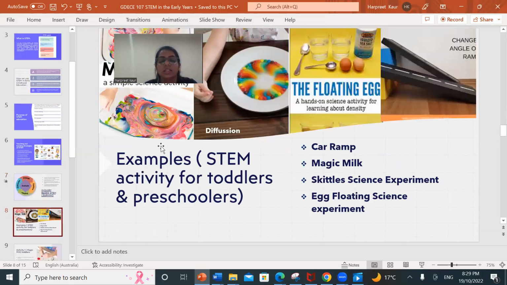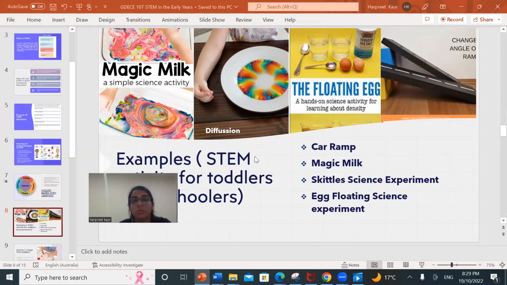And then the next slide is about examples related to STEM, or activities for toddlers and preschoolers. As we all know, STEM is a really wide topic. It can be really a lot. We can learn about it. But basically, I just took the common 4 examples. So firstly, I took a car ramp, in which children learn about angles and how the height or inclined angle can change the speed of the car. And then the magic milk experiment, which I will discuss in detail in further slides.